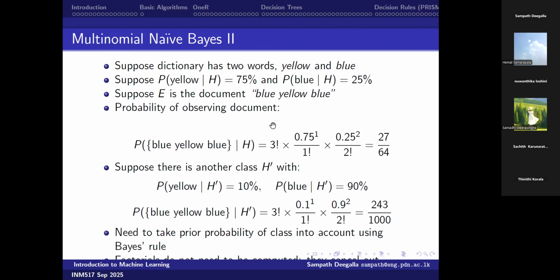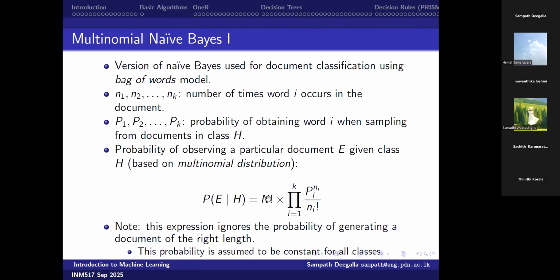But if you take a document, you might have multiple values. Now, in this particular case, we have three texts in the document. We have blue, yellow, blue. So what we need to find out is, given the hypothesis, we need to identify the probability of blue, yellow, blue. So if you apply the previous equation that we have discussed, we discussed the number of words in this case multiplied by probability divided by the numbers.